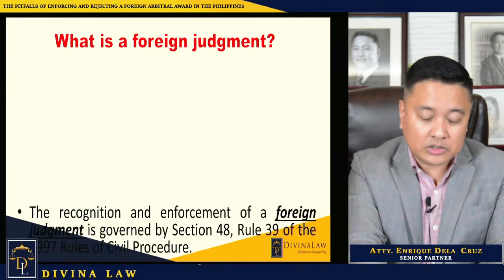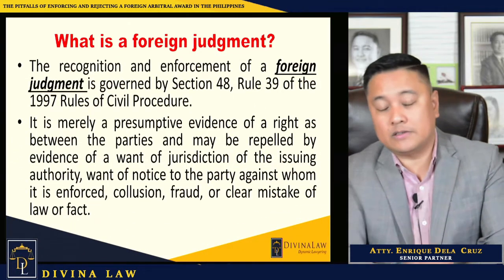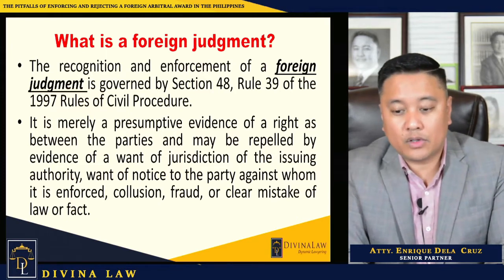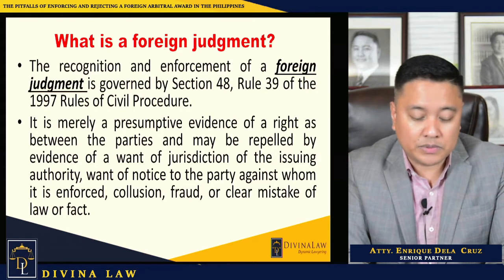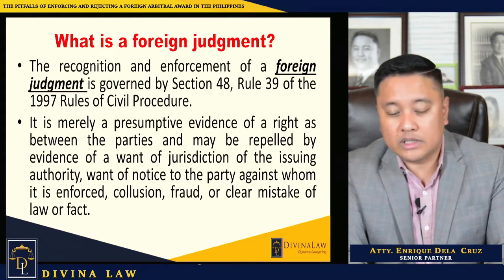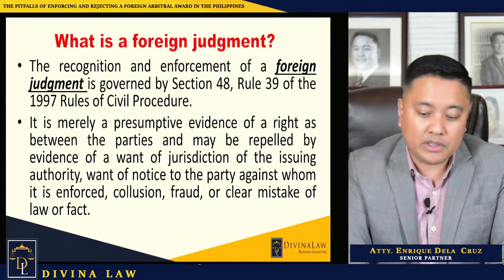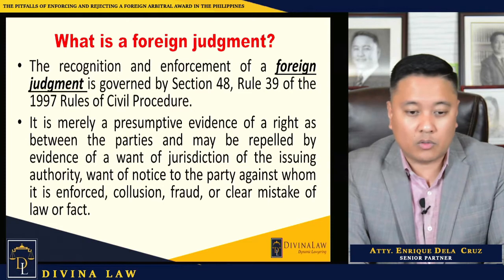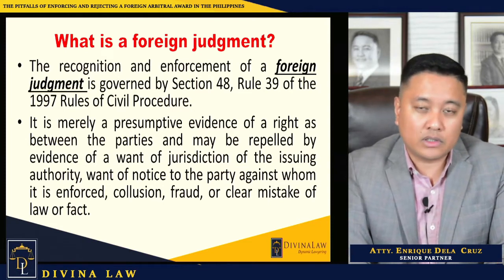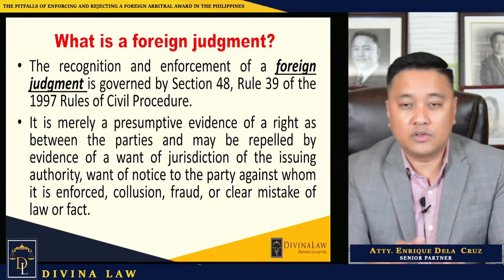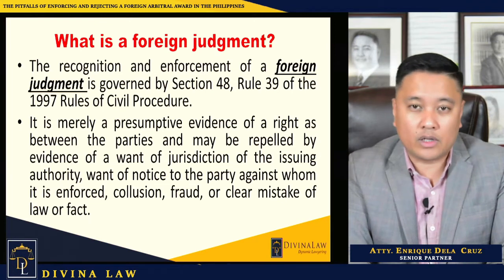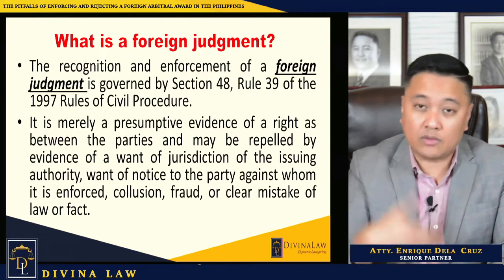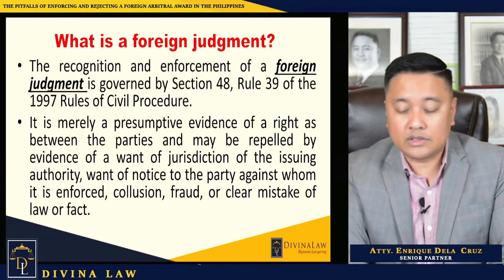For a foreign judgment, we refer to decisions of courts in cases held outside of the Philippines, hence foreign judgment, and it's governed by Section 48 of Rule 39 of the 1997 Rules of Civil Procedure. Foreign judgments are only considered presumptive evidence of a right as between the parties, and it may be repelled by evidence of lack of jurisdiction of the issuing authority, want of notice to the party against whom it is enforced, or collusion, fraud, or clear mistake of law or fact. So these are the grounds by which you can repel or reject a foreign judgment. Again, to distinguish it from an international commercial arbitral award, a foreign judgment is usually a decision of a court outside of the Philippines.